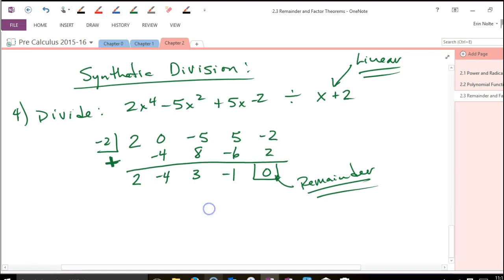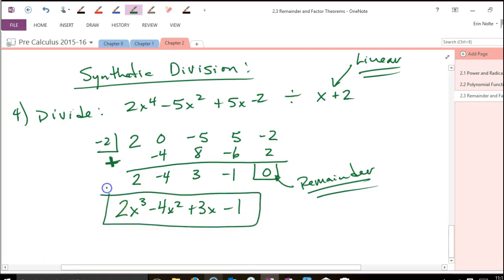If I'm just asked to divide this polynomial, I can't just leave it like that. I need to write it as a polynomial. So what's my polynomial? 2x what? To the 3rd, because I just lose one exponent from the original. Minus 4x squared plus 3x minus 1. And if I did have a value for a remainder, let's just say it was 8, I would say plus 8 over my divisor of x plus 2. Do not use r. I will come and beat you.